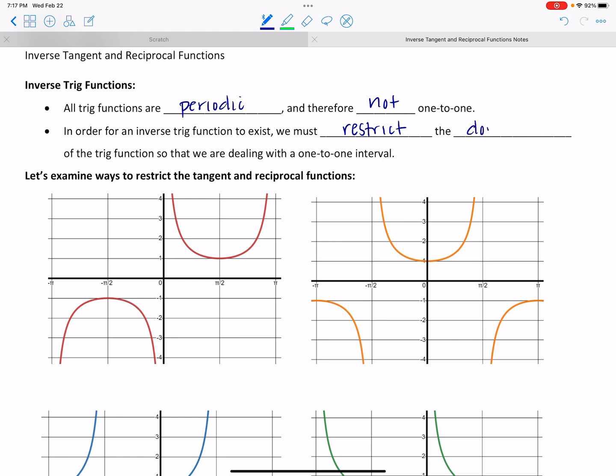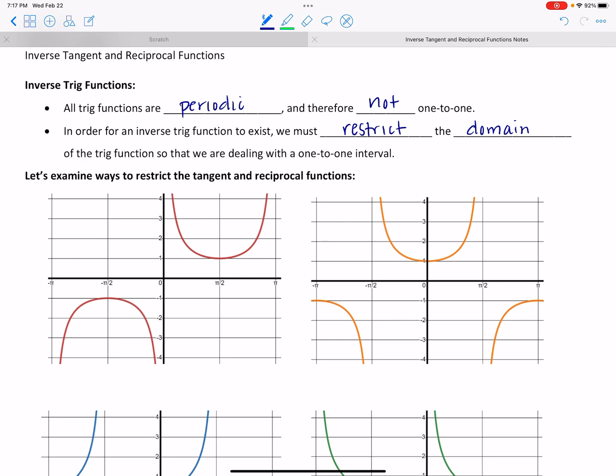Since our periodic functions are not one-to-one over their entire domains, we're just going to restrict to a specific domain so that we're looking at an interval that is one-to-one that also captures all of the behavior of that particular trig function. So if there's a max or a min or a certain set of y values that happen in that periodic repeating pattern, we want to capture all of those, we just don't want to repeat them, okay?